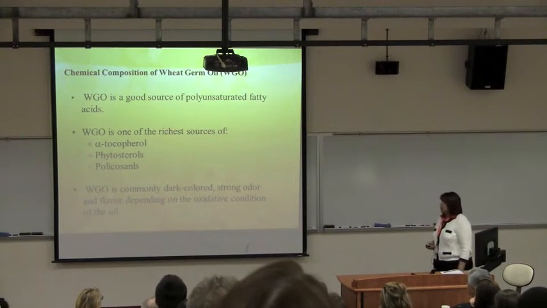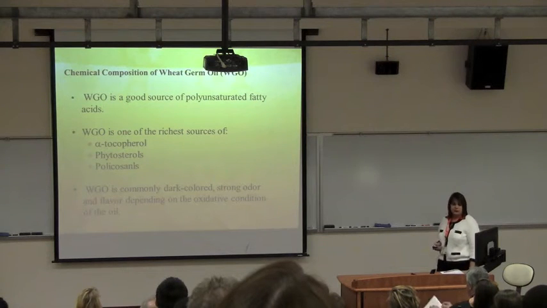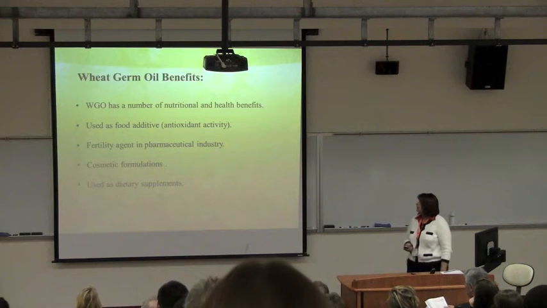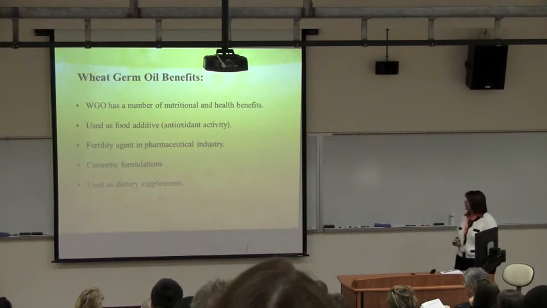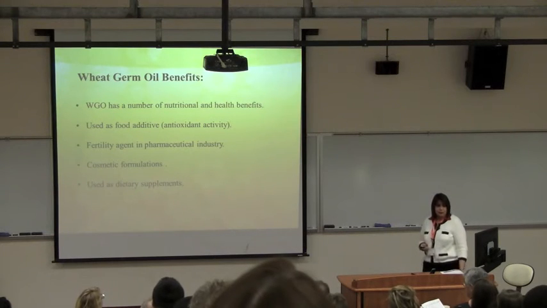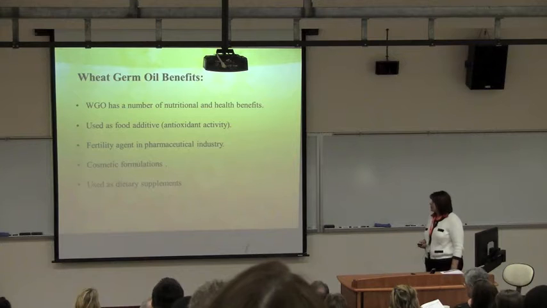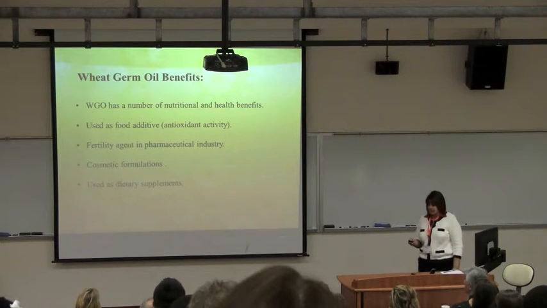Wheat germ oil is dark in color and strong in odor and flavor, depending on the oxidation condition of the oil. Wheat germ oil has a number of nutritional and health benefits, and is used as a food additive, as an antioxidant, as a therapy agent in the pharmaceutical industry, in cosmetic formulations, and as a dietary supplement.